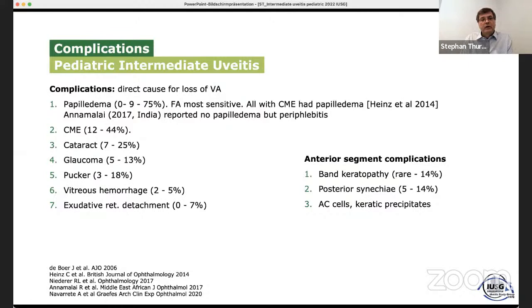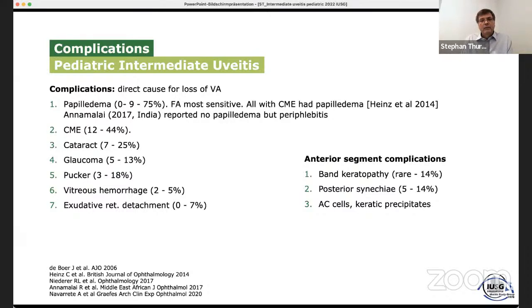This brings me to the point of complications of intermediate uveitis, because complications are really the direct cause of loss of visual acuity. One of the most prominent complications is papillary edema, where fluorescein angiography is most sensitive to detect papillary edema. All patients with cystoid macular edema had papillary edema, at least in a German population that had been published by Heinz.